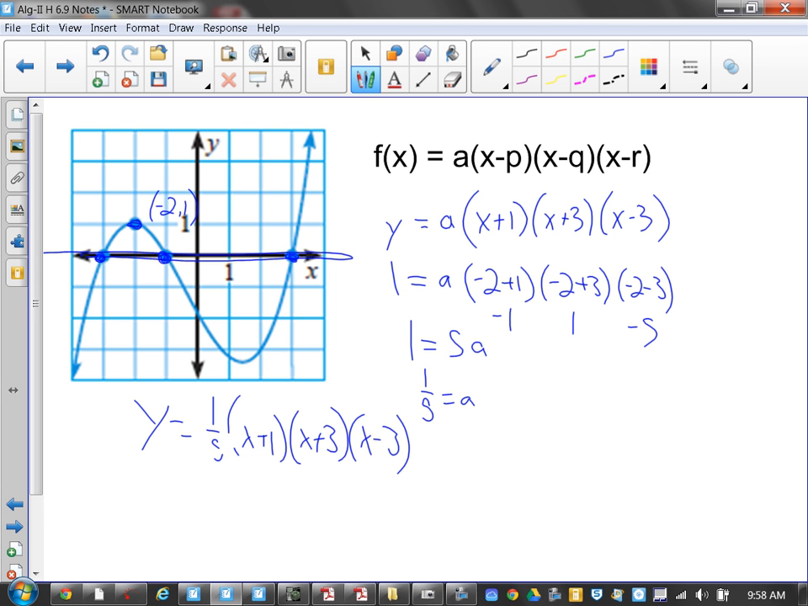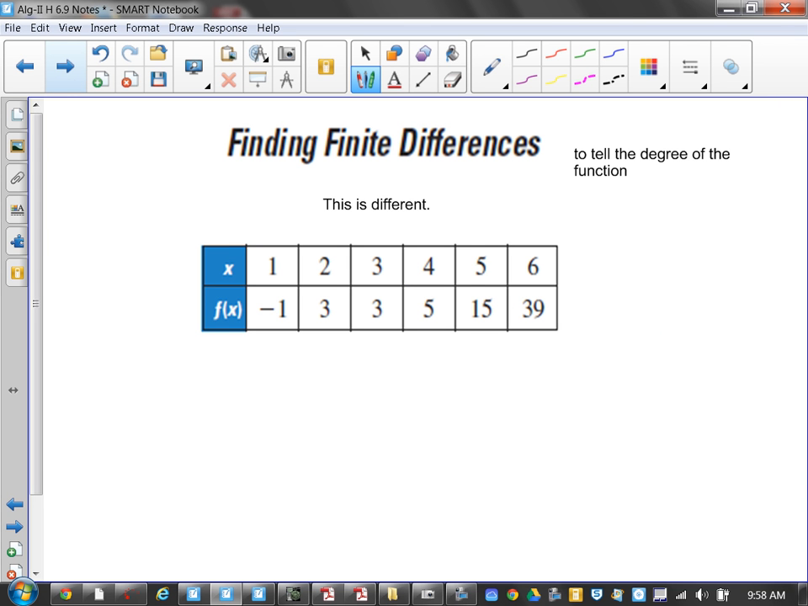Until you have to use one where you don't know the points, when you're given tables. So there's a little trick to this. This is the new stuff. Table, this is a little bit different. We have not done this before.